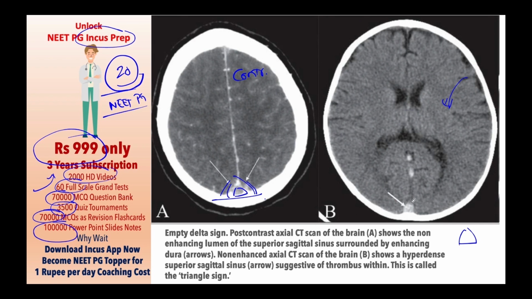it shows a hyperdense superior sagittal sinus, suggestive that there is a thrombus, and this is called the triangle sign and empty delta sign whenever there is any superior sagittal thrombus. So, someone taking oral contraceptive pills or with any hypercoagulable condition, typically they develop severe headache. That's how sagittal sinus thrombosis presents.